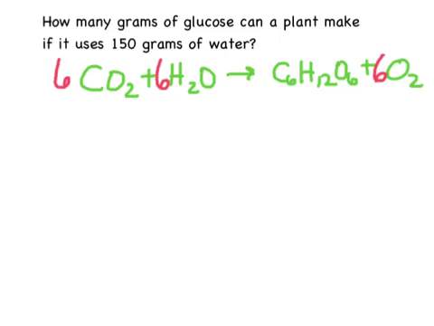Let's move on. Okay, so we're going to dissect again. We're going to look carefully at the question to figure out what we're given and what we need to find. All right, so how many grams of glucose? Okay, that's what we need to find, right? Can a plant make if it uses 150 grams of water? There's what we're given. Remember the number and the unit there is always what we're given. Those are two very important things. And once we've identified that, we can figure out how many bridges to use and start setting up our bridges.